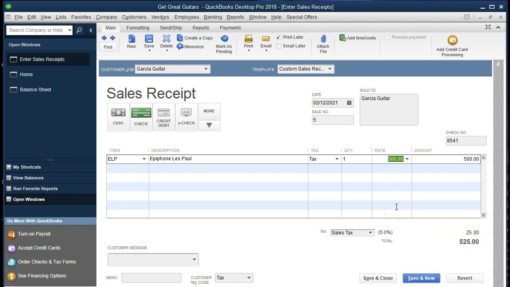What will this do when we record it? We see the 500 will increase the amount that we received, in this case a check that has not yet been deposited, therefore increasing undeposited funds rather than the checking account. And the credit of that 500 is going to go to sales. There is going to be a second half of that, however, because we are selling inventory.